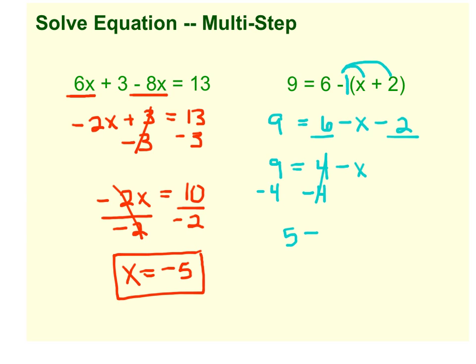9 minus 4 is 5 equals, when we bring down this x, let's not forget that it is a negative x. And then we don't want a negative x for our final answer, so you can put a 1 in front of that again. Now we have a negative 1 times x, and we can undo that multiplication with division. Negative 1 divided by negative 1 cancels, so we have x equals negative 5.